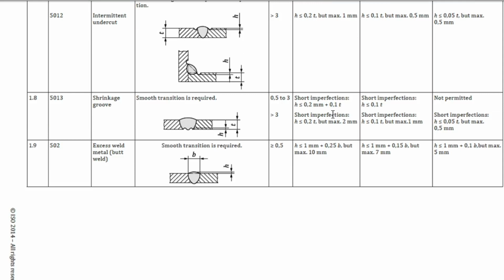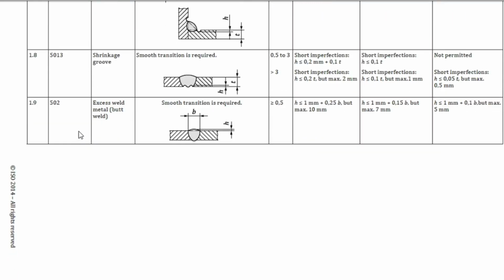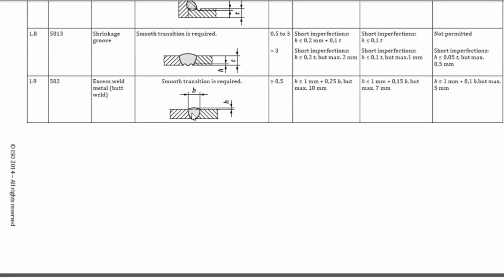So these are the things we have to know, how we need to interpret them with code and standards. Another defect is the excess weld metal in butt welds. When we are welding, there can be excess weld metal. In that case, a smooth transition is recommended. So how much will the height be? These are the things we need to identify at this point.